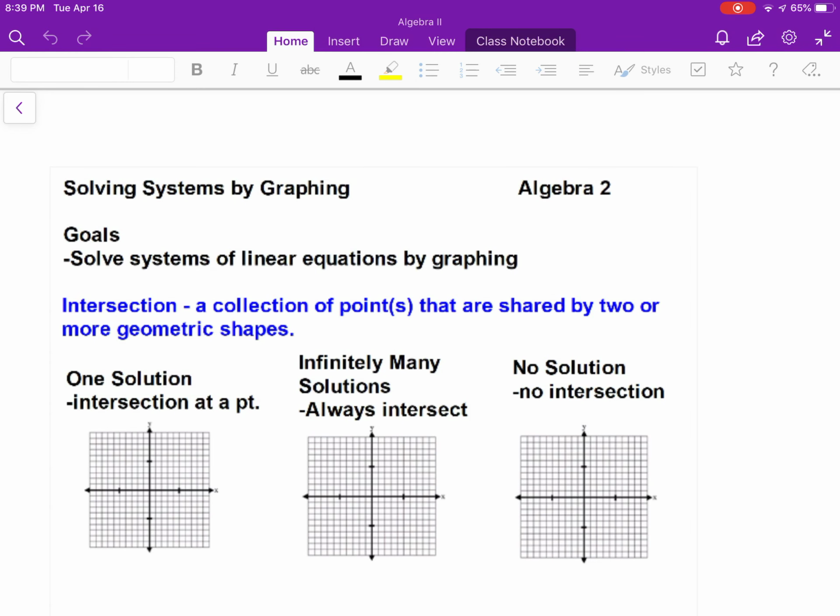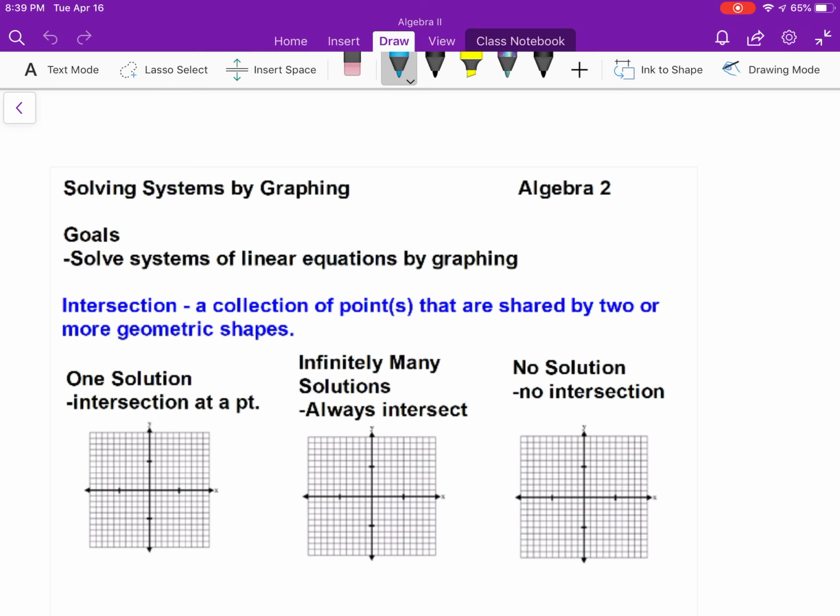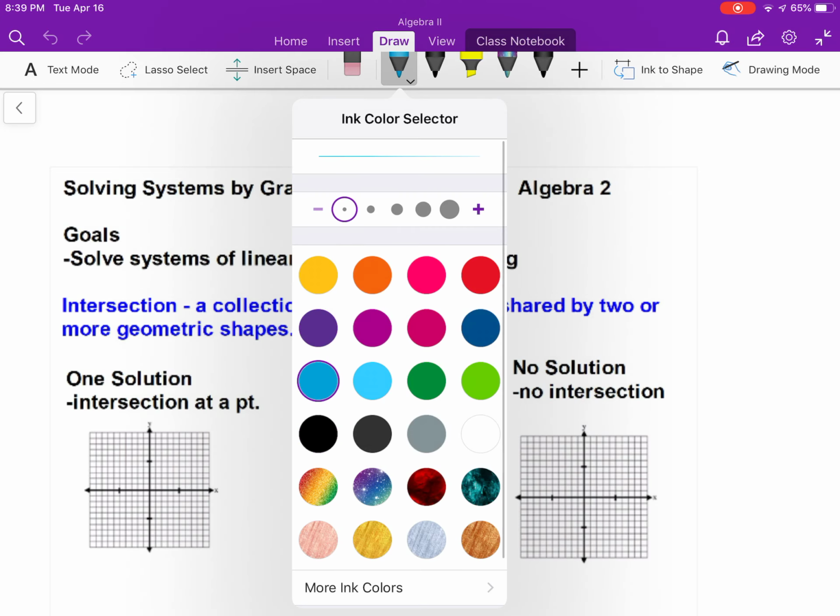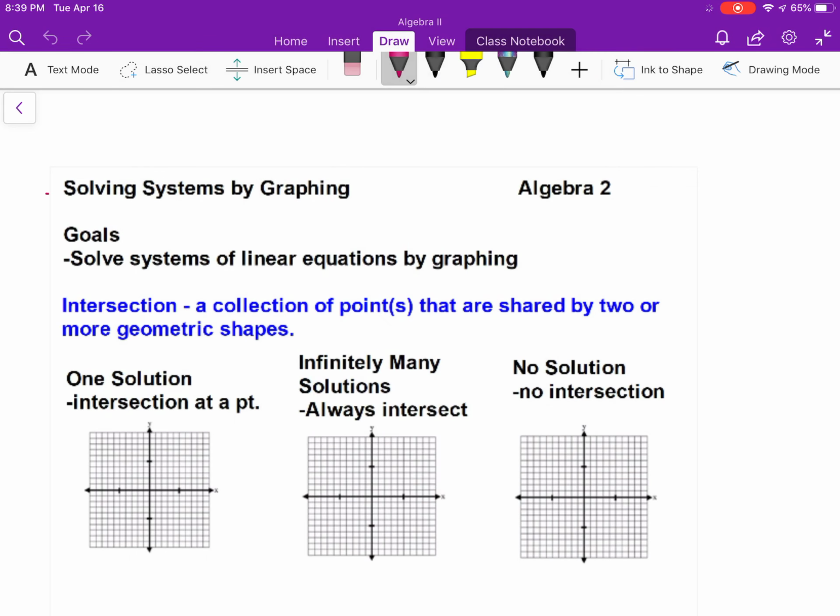Solving systems of equations. More precisely, it's going to be solving systems of linear equations, so we're talking about lines. That's what the whole unit is going to be about. It's kind of a review of what you did in Algebra 1. We're going to solve by graphing.